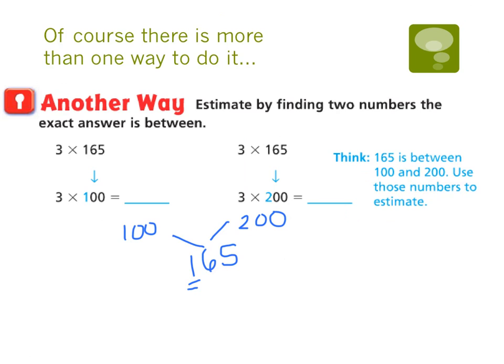going to use both of those numbers to find my answer and multiply 3 times 100, giving me 3 hundreds, or 300, and 3 times 2 hundreds to give me 6 hundreds, or 600.